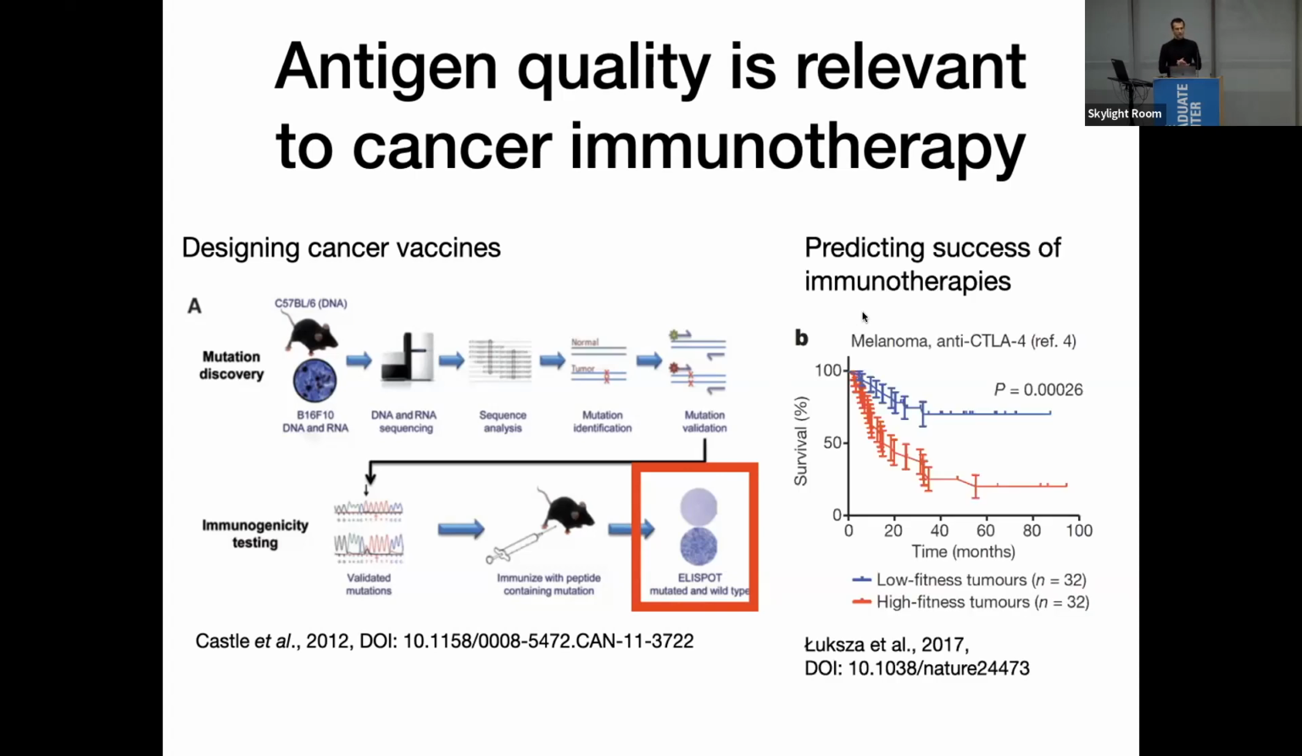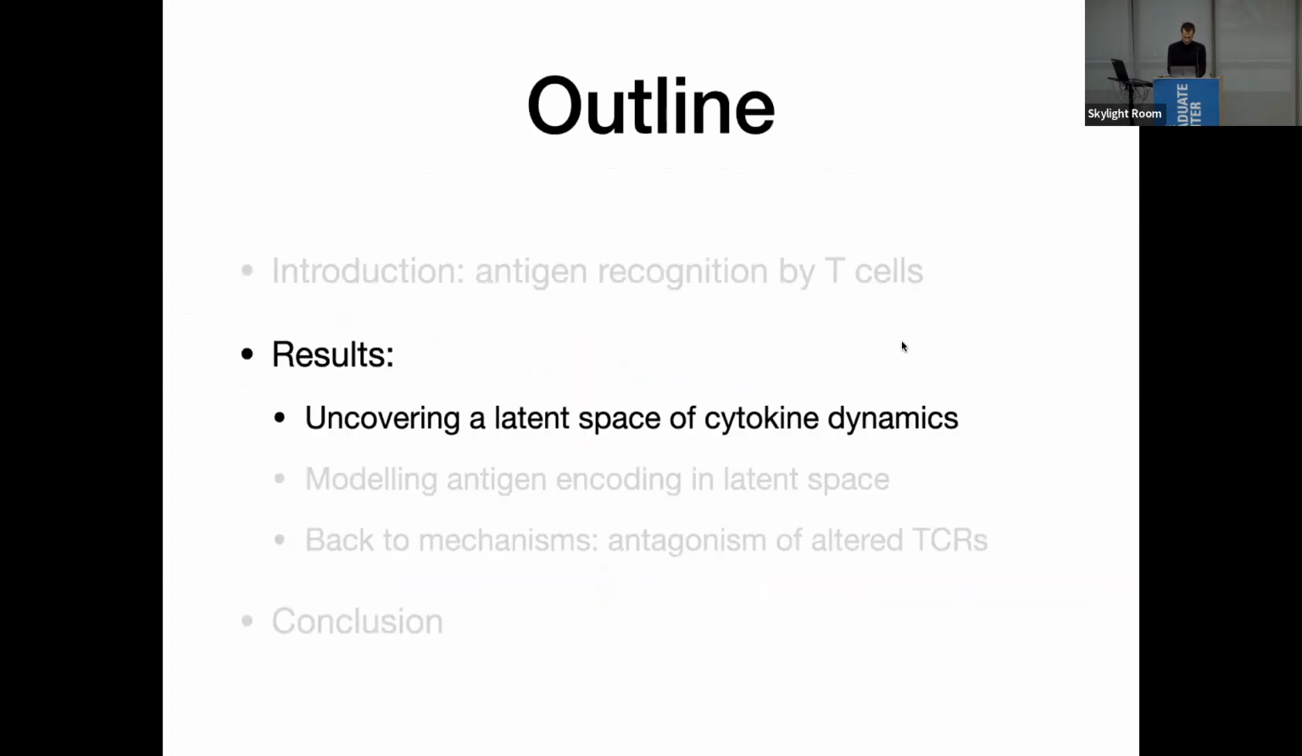And another example is that antigen quality is a good predictor of how successful immune therapy will be in patients. Here I'm showing, for instance, results of a model where patients are classified according to the quality of their neoantigens, and those with a higher quality antigen tend to survive better after treatment. So that's why we really try to understand how antigen quality controls the production of cytokines by T cells.